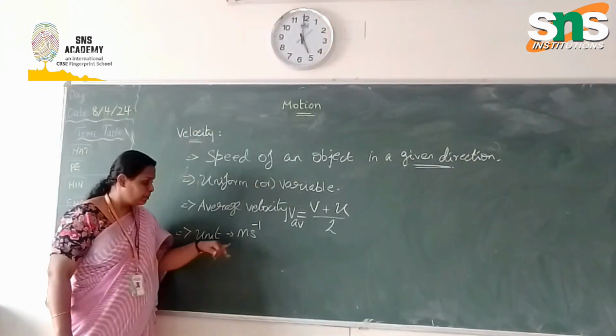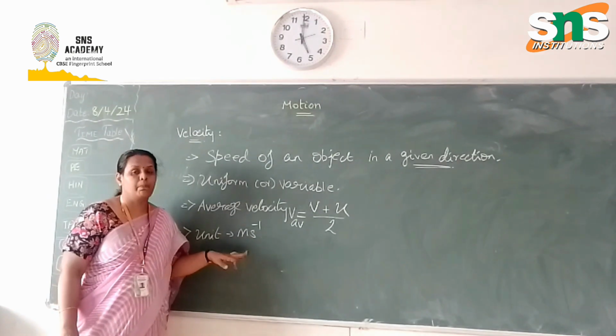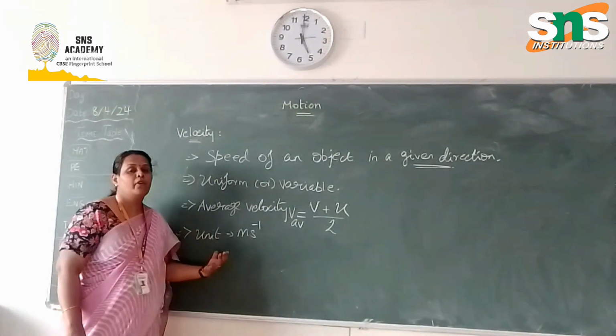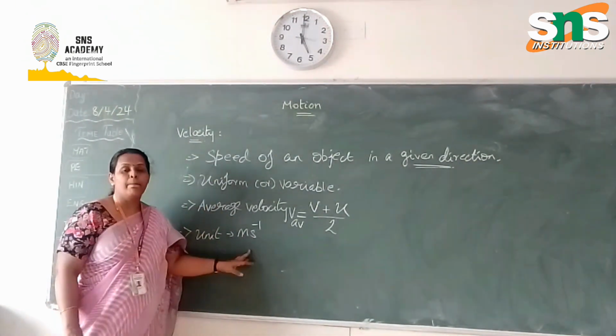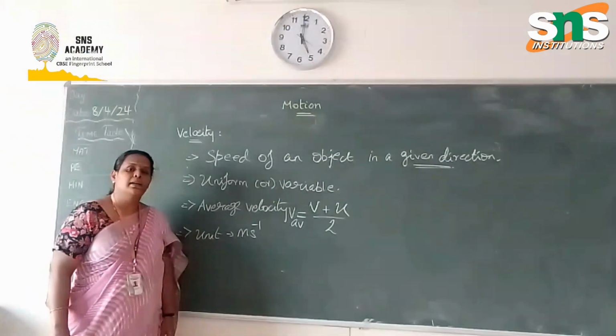The unit for displacement is meter and time taken is second. Since it is displacement by time taken, the unit for velocity is m s^-1 or meter per second, same as that of speed.